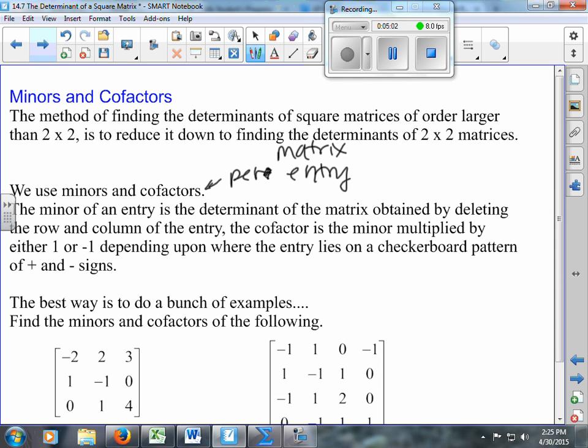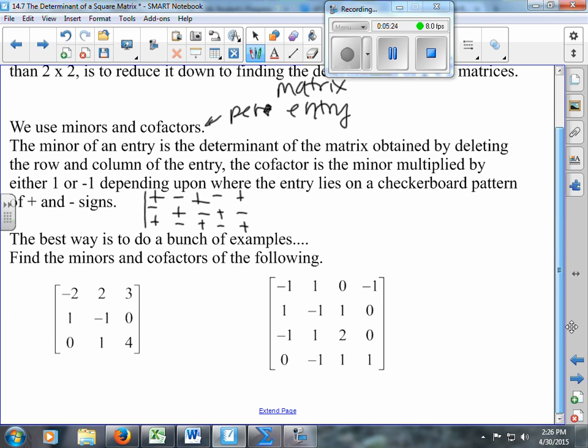Okay, so it's either multiplied by 1 or -1 on the checkerboard of plus and minus signs. And all checkerboards alternate, and you start at the top left with a plus. So here's a checkerboard of plus and minus signs. And you just keep going. It just alternates pluses and minuses everywhere. That's why it's a checkerboard pattern.